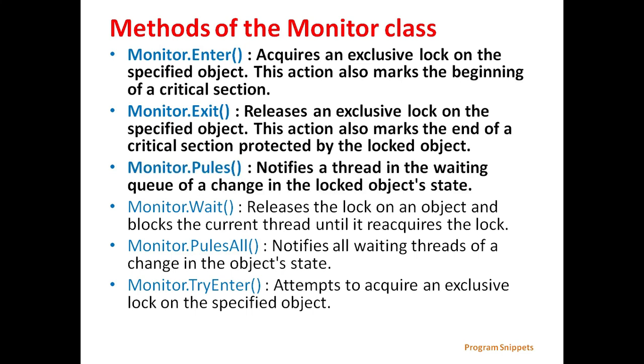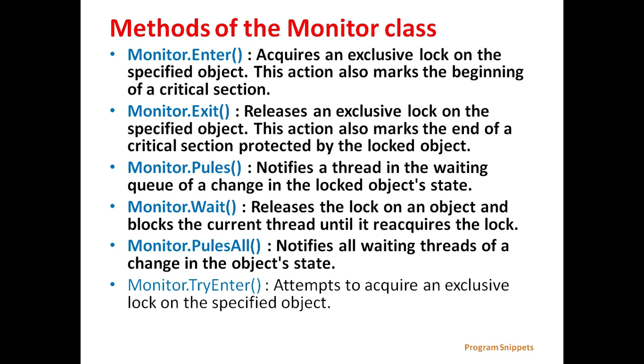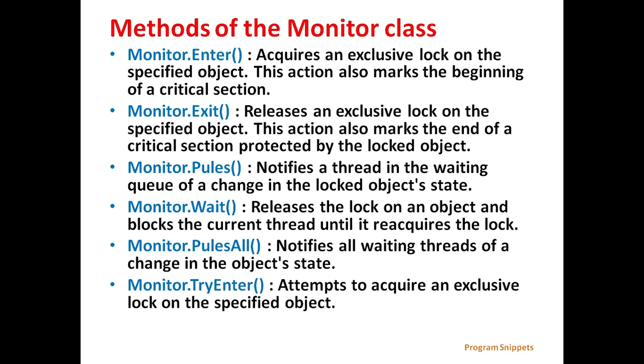Monitor.Pulse notifies a thread in the waiting queue of a change in a locked object's state. Monitor.Wait releases the lock on an object and blocks the current thread until it reacquires the lock. Monitor.PulseAll notifies all waiting threads of a change in an object's state. Monitor.TryEnter attempts to acquire an exclusive lock on the specified object.